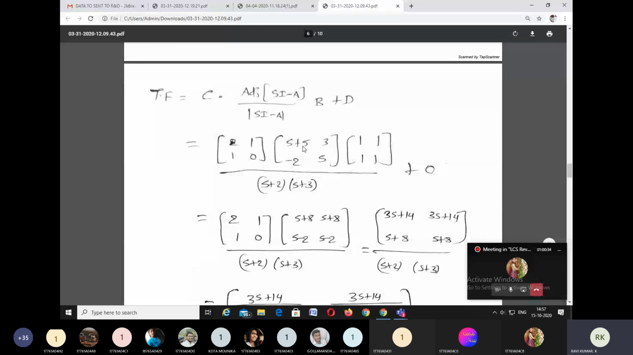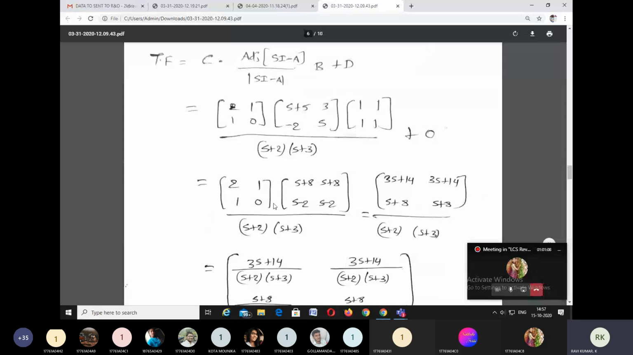So I multiply first these two. (s plus 5) into 1 plus 3 into 1, s plus 8. Next here, (s plus 5) into 1 plus 3 into 1, s plus 8. Again, minus 2 into 1, plus s into 1, so s minus 2. So this thing is going to multiply with the next matrix again, right? So multiplying this one. Similarly here, 2 into (s plus 8) plus 1 into (s minus 2). Similarly, 2 into (s plus 8) plus 1 into (s minus 2). So you'll get these things, right?